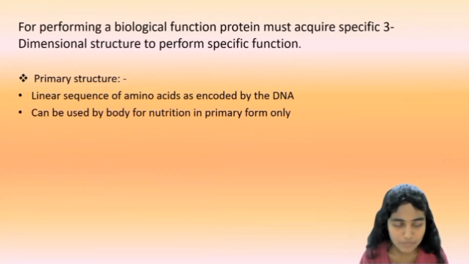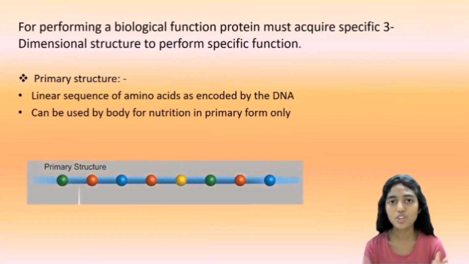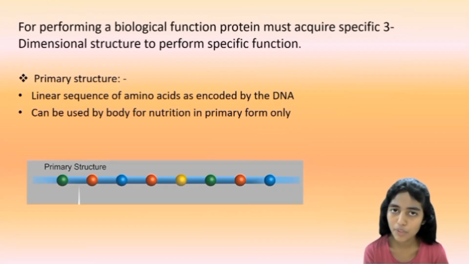Let's understand what is primary structure. Primary structure is very primary. It is very simple. It is just a linear chain of amino acids bonded with the peptide bond, and it is the only form of protein which is going to be utilized by our body as a source of nutrition.